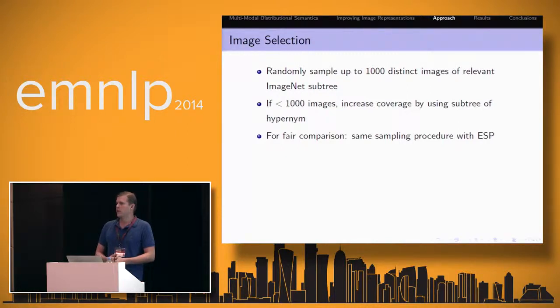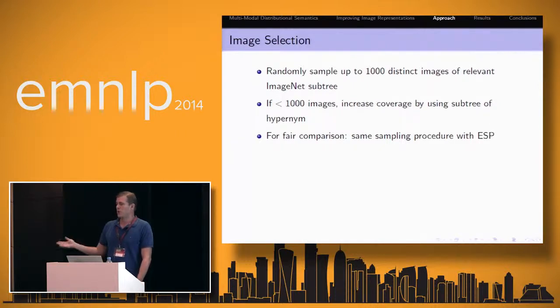Some of these evaluation data sets for semantic similarity contain things like entity and animal. So if you want to take images for entity from ImageNet, it's almost impossible because every image in ImageNet is an entity. So what we did is we randomly sample up to 1,000 distinct images of the relevant ImageNet subtree.